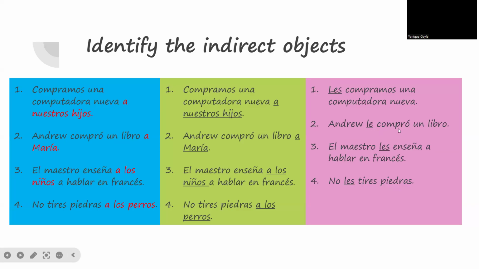Andrew le compró un libro. Who is referring to María, so le compró un libro. So Andrew bought a new book for María, for her. So in this case, the le is representing her. The les is like them.